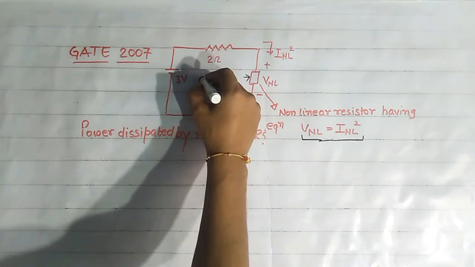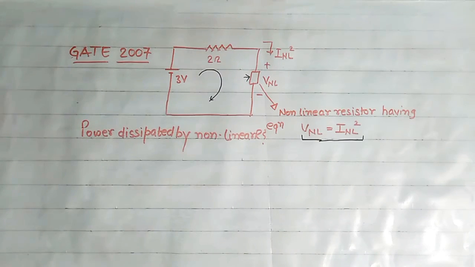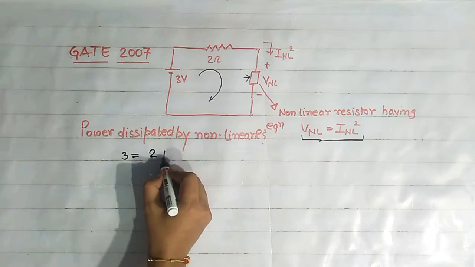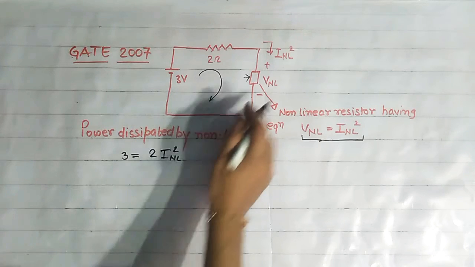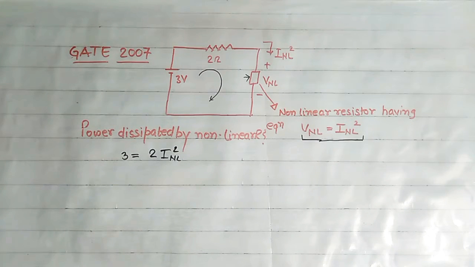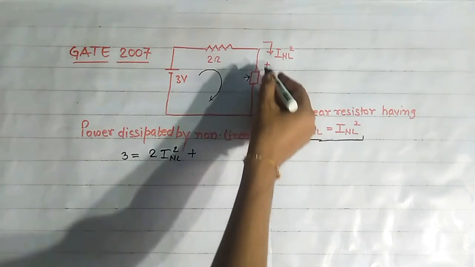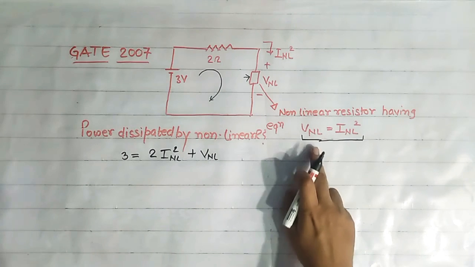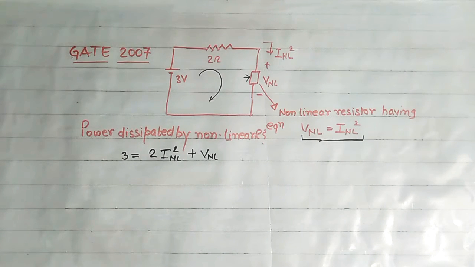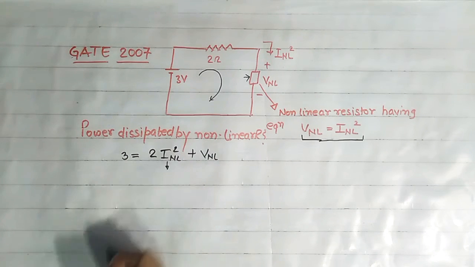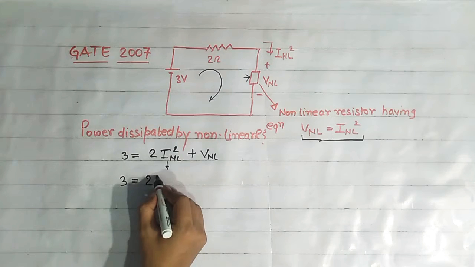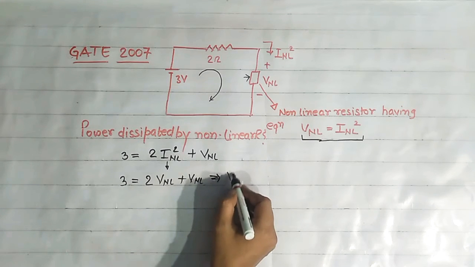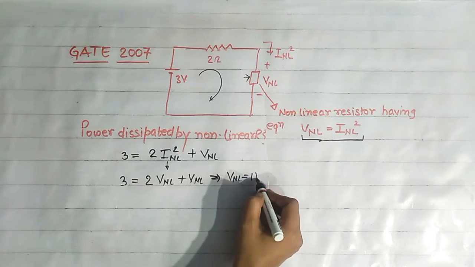So here first we will apply KVL in this loop. When we apply KVL, we get 3 is equals to 2 INL square, this is the INL square current, plus this voltage VNL. And we know that VNL is equals to INL square. So that's why we can replace INL square by VNL. So we can write 3 is equals to 2 VNL plus VNL. From this we get VNL is equals to 1 volt.